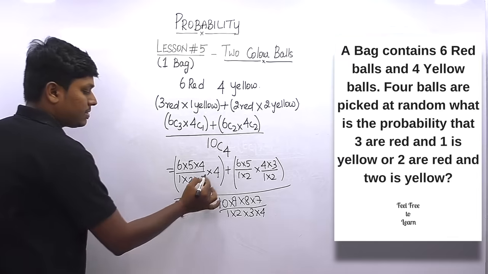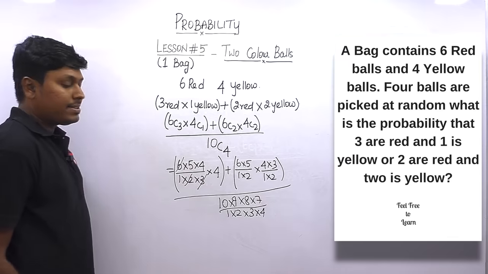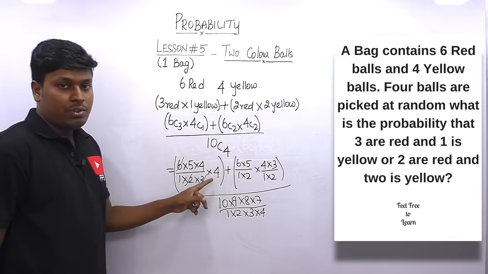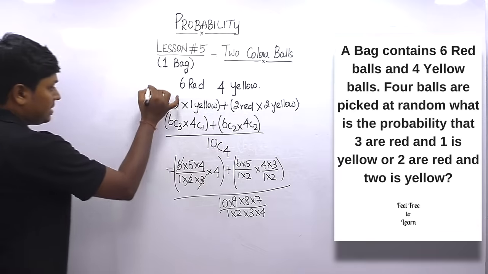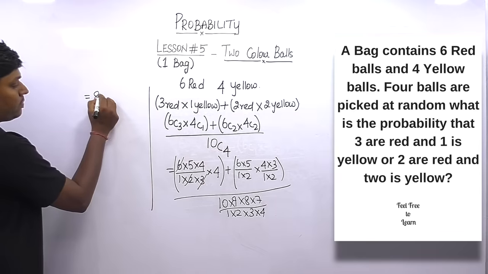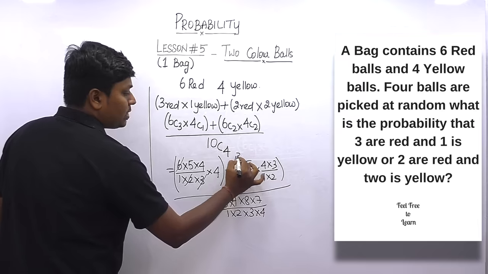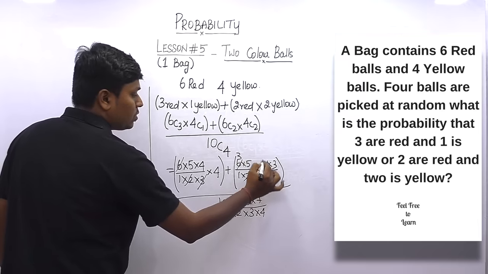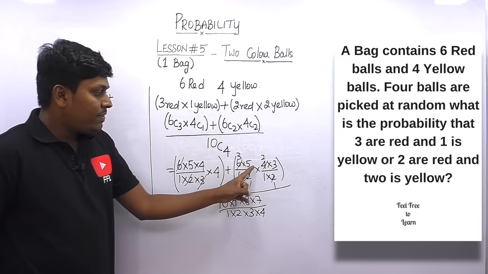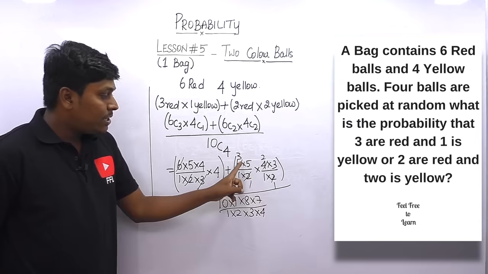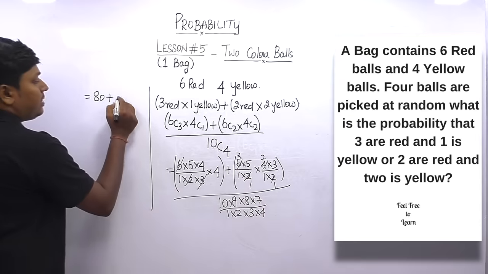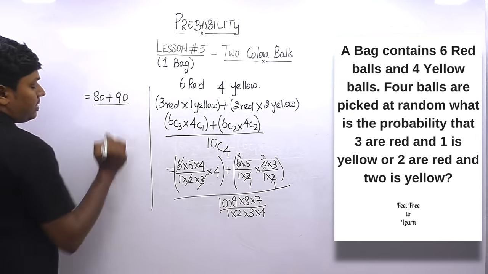Now we can cancel this. 3, 2, we can directly cancel the 6. 5, 4s are 20. 20 into 4 will be 80. The first term is 80. And the second term. So we can cancel 1, 2s are 2. 3, 2s are 6. Similarly, we can cancel 1, 2s are 2. 2, 2s are 4. So 5 into 2 will be 10. 3 into 3 will be 9. 10 into 9 will be 90. So 90 here divided by.